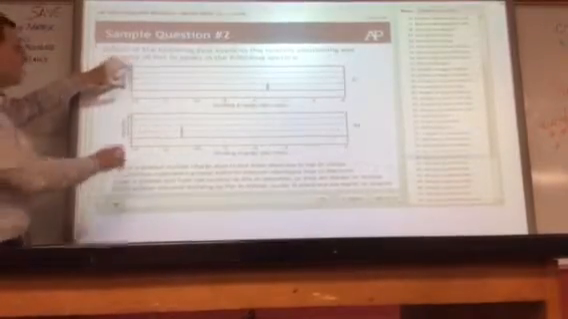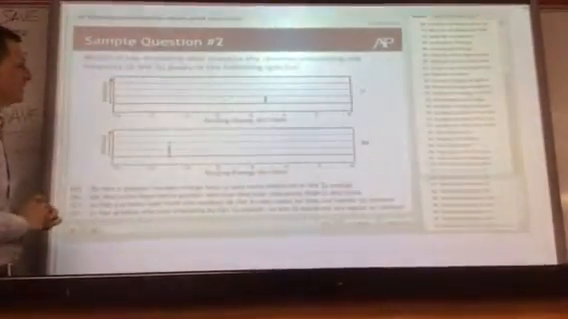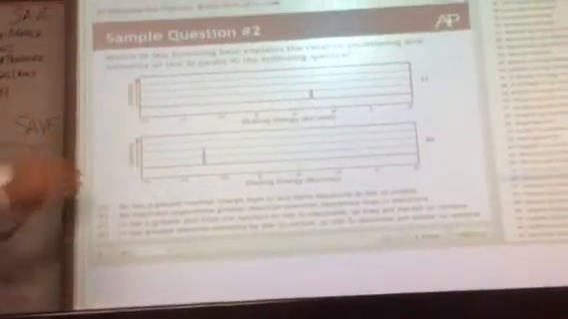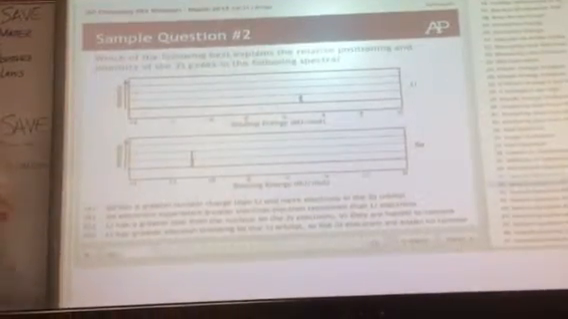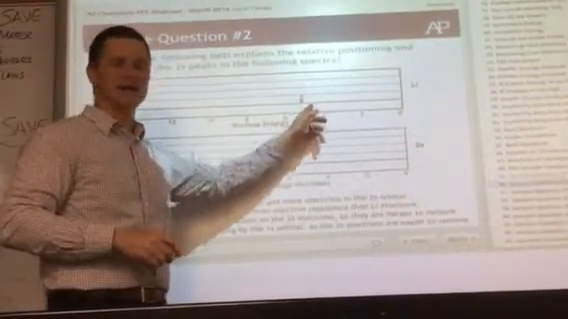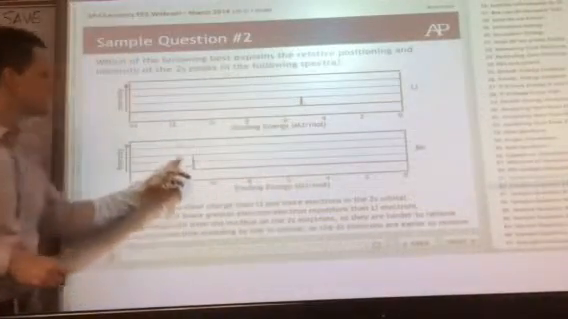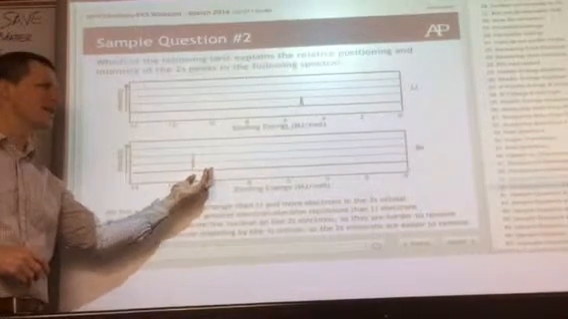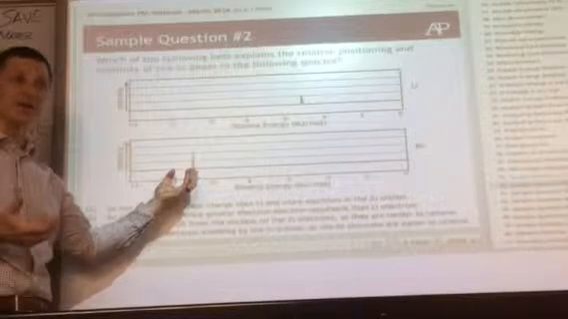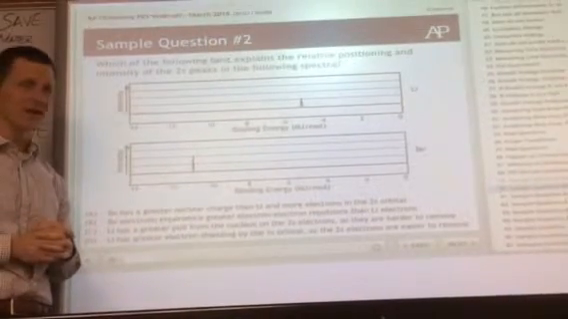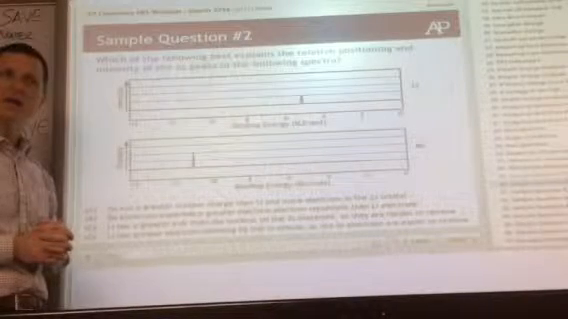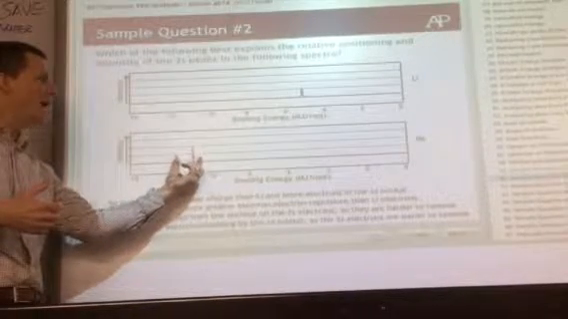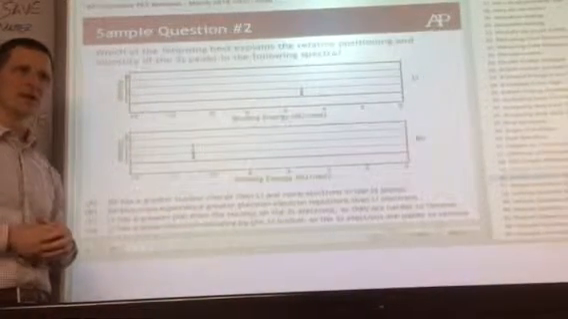So the question is up here. They give you 2 different PES data sets. Which of the following best explains the relative positioning and intensity of the 2s peaks only in the following spectrum? So this is the 2s electron in lithium. This is the 2s electron in beryllium. It shows that the beryllium 2s electrons are farther left, which means it takes more energy to remove beryllium's 2s electron than lithium's. Why? What do you know about beryllium and lithium to indicate why the graphs of the PES data would be like that?